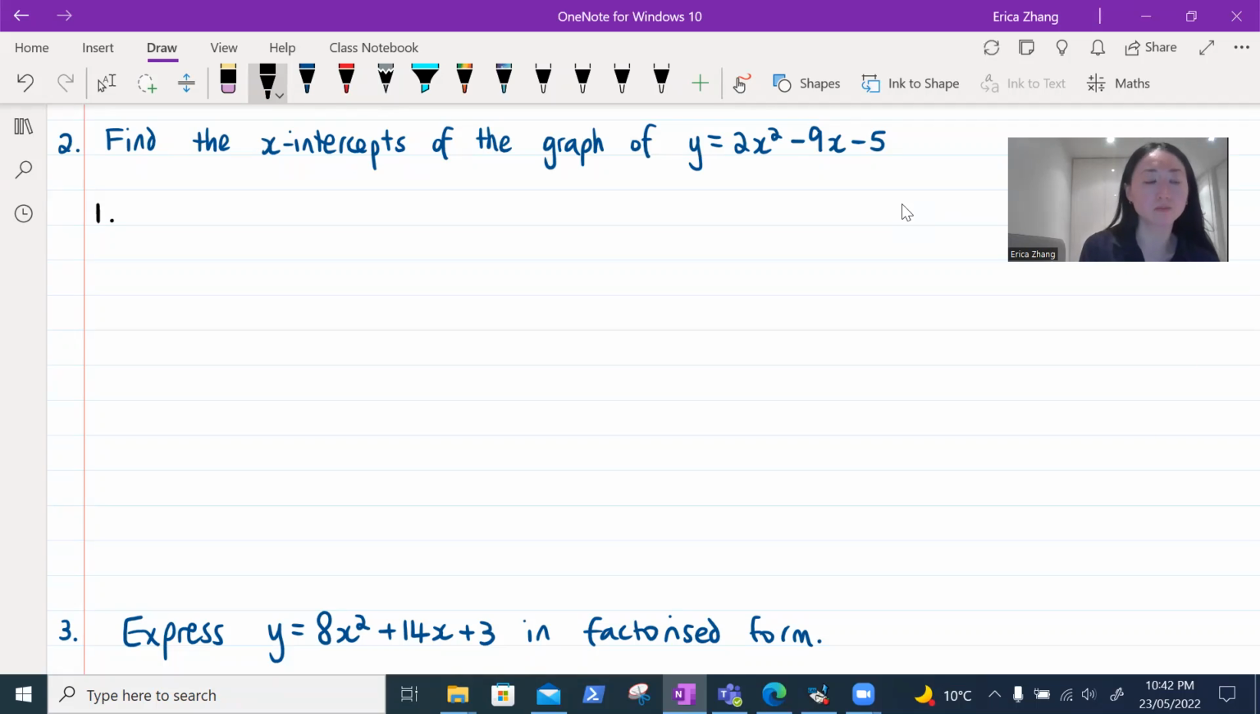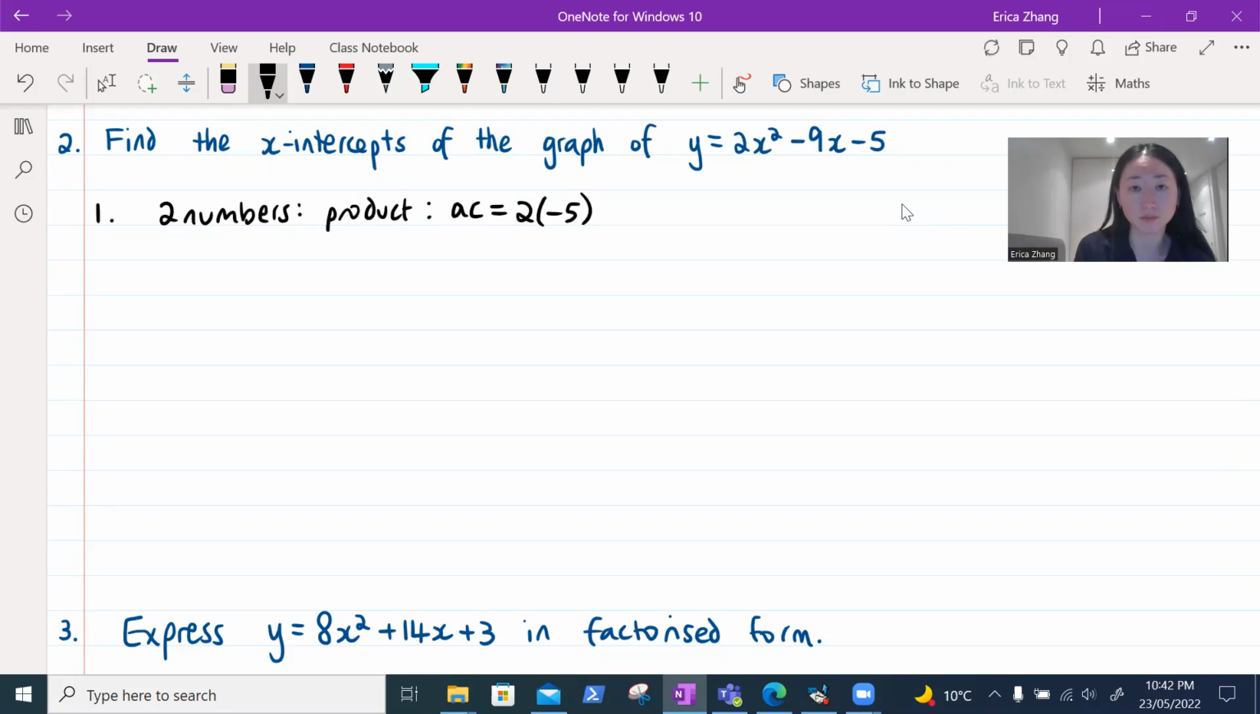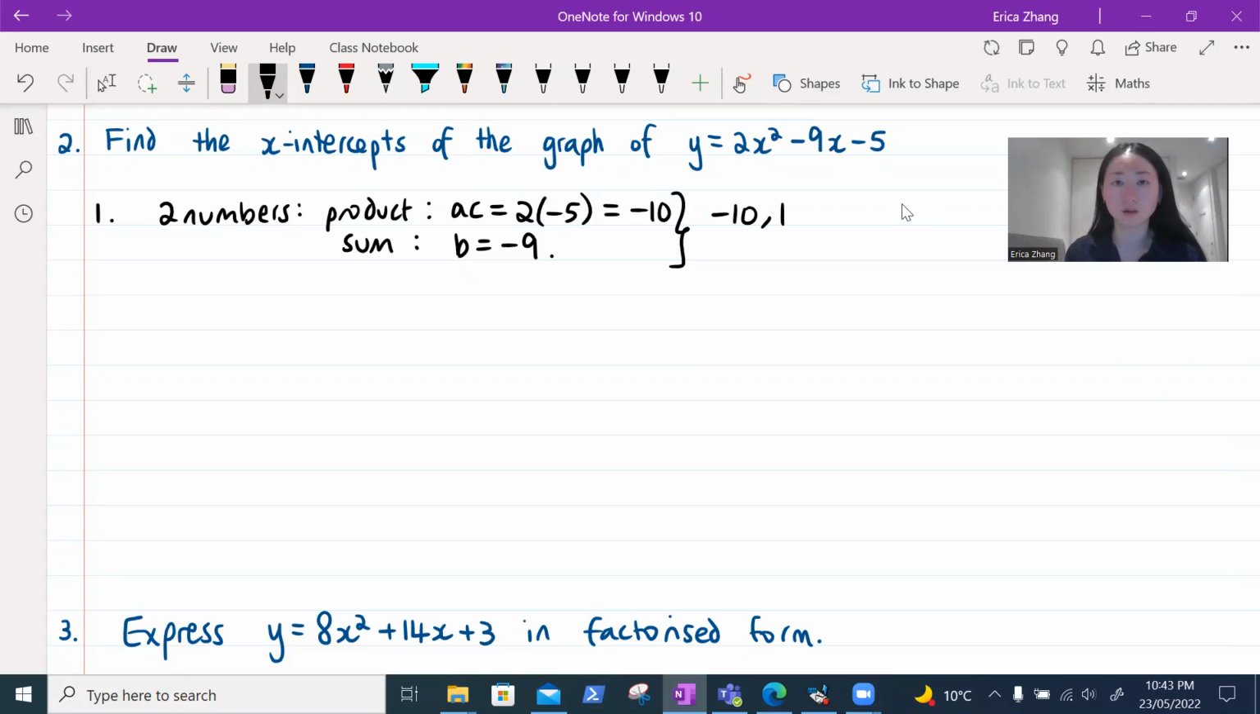So remember that step 1 was to find two numbers whose product is AC. So coefficient of x squared is 2, and the constant coefficient is minus 5. So AC is minus 10, and so these two numbers must have a sum of B, which is equal to minus 9. Okay, so which two numbers have a product of minus 10 and a sum of minus 9? Well, minus 10 and positive 1 have that property. Okay, just let's check that mentally.